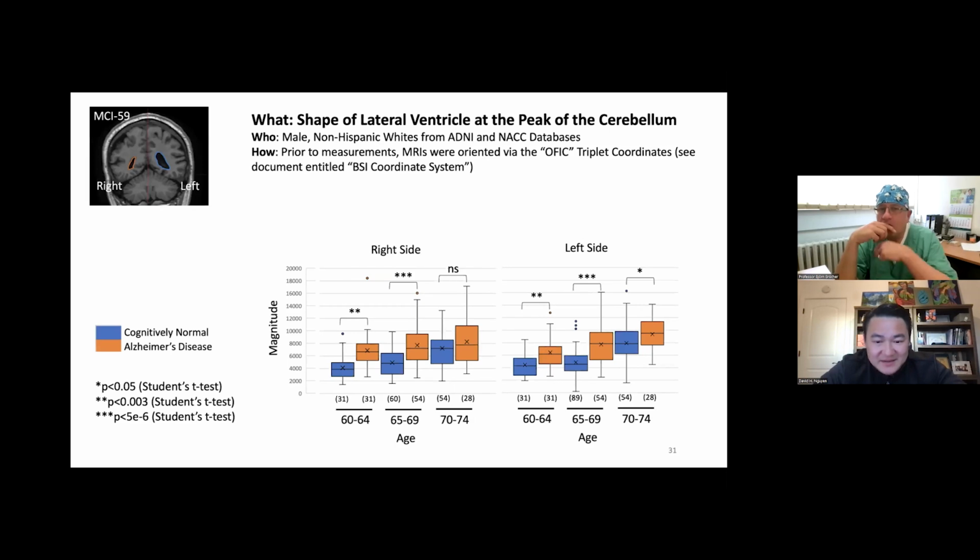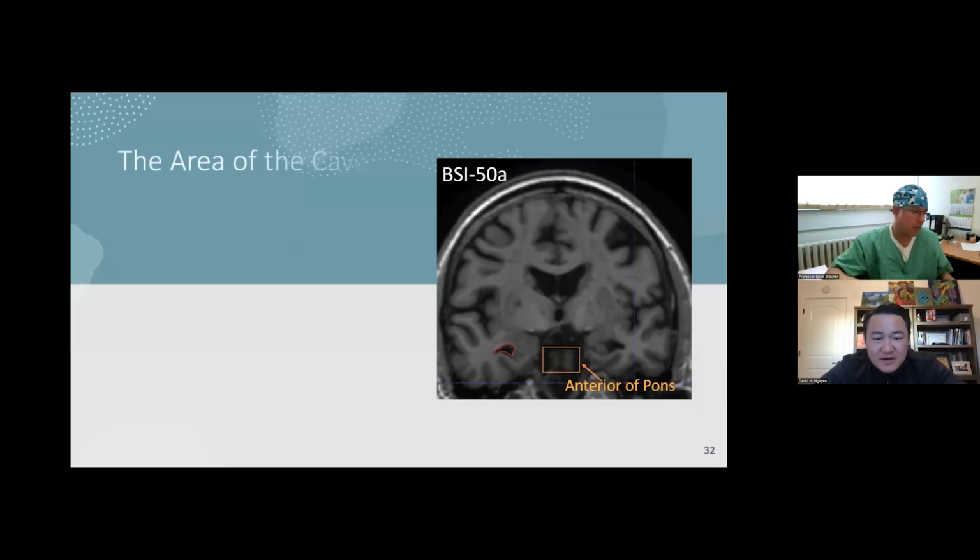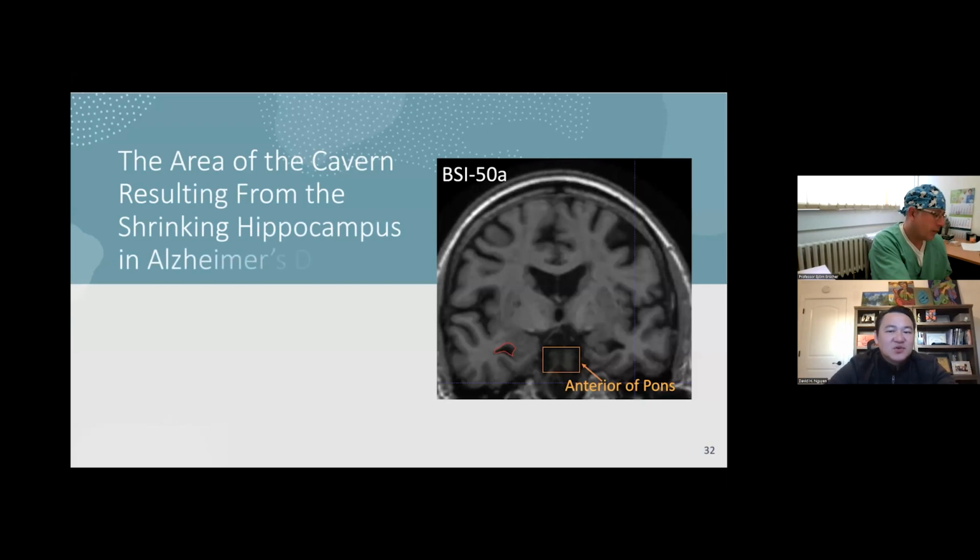And so here's the data. Again, you have a 5-year periodicity and robust differences between normal and Alzheimer's patients. Right. Next is, okay, we measured the shape of this cavern in red here. And this is the shape, the space left after the hippocampus shrinks.